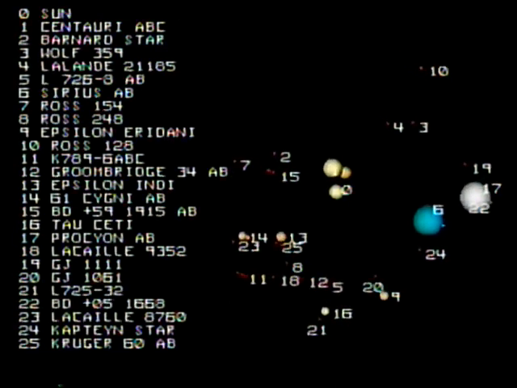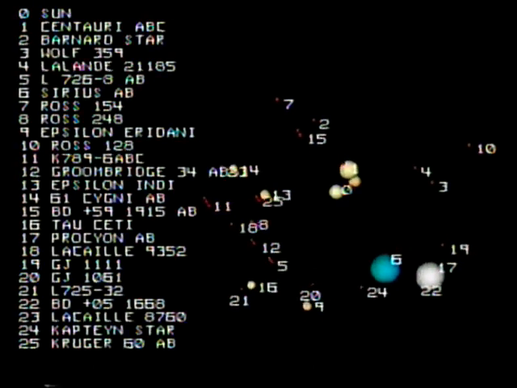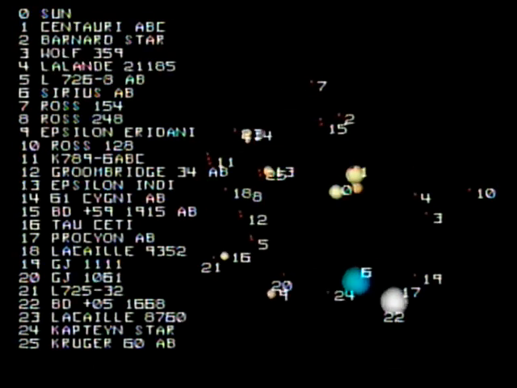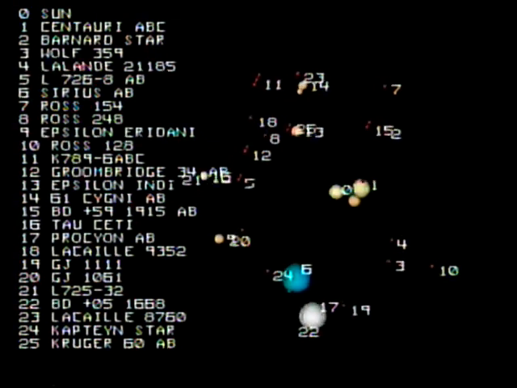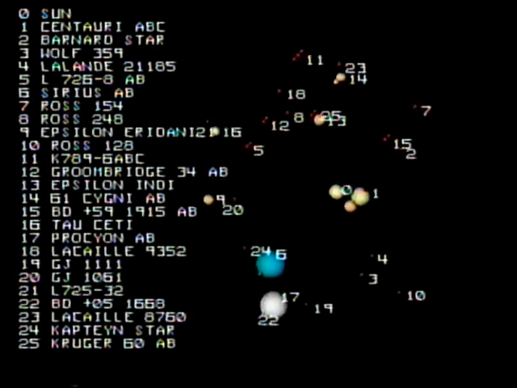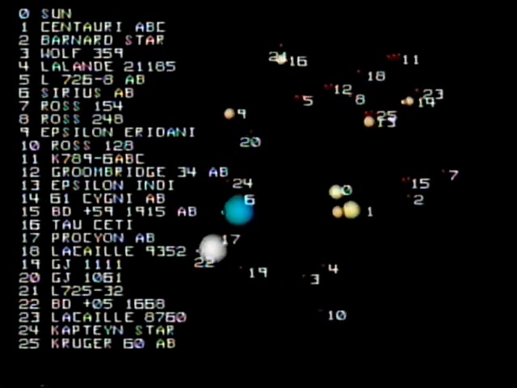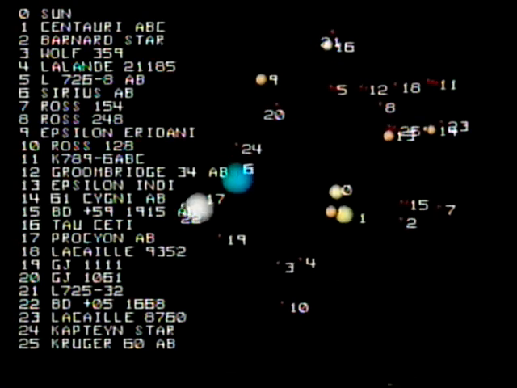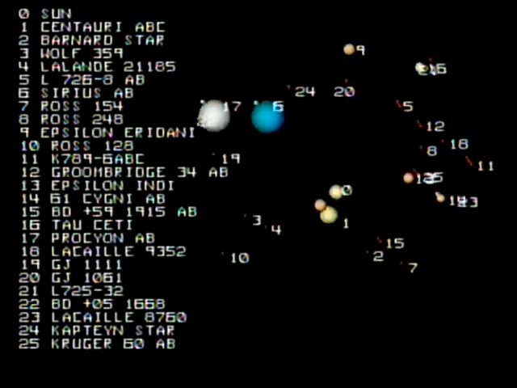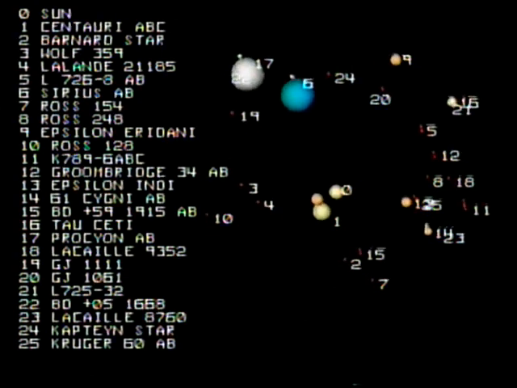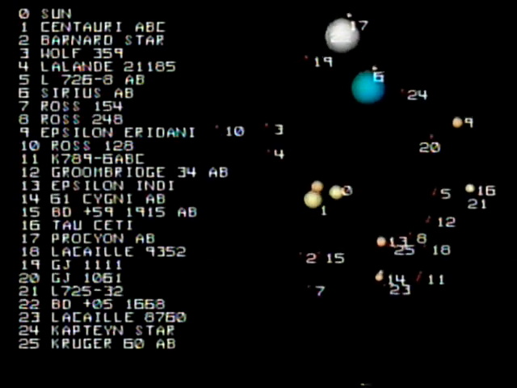According to the data I have, Star System 1, the Centauri stars, are 4.3 light-years from here. Star 2, Barnard's star, is 6 light-years. Number 3, Wolf 359, 7.8 light-years. Number 4, Lalande 21185, 8.2 light-years. L726-8 AB and Sirius, numbers 5 and 6, are both 8.6 light-years from here. Star 7, Ross 154, is 9.6 light-years. Star 8, Ross 248, is 10.4 light-years. Epsilon Eridani, Star 9, is 10.7 light-years.